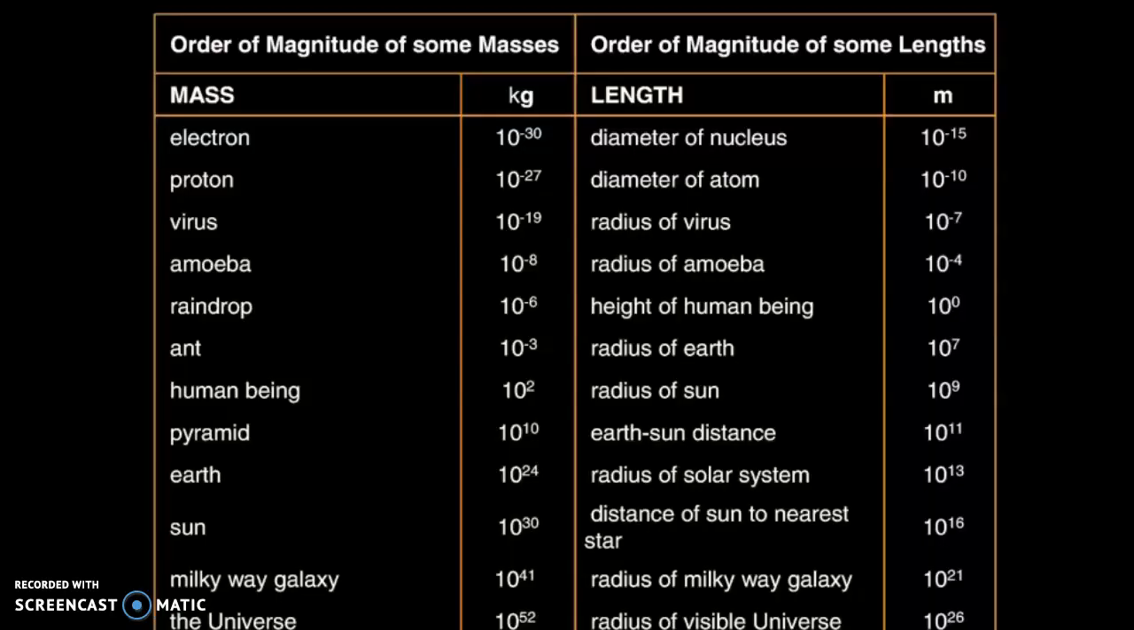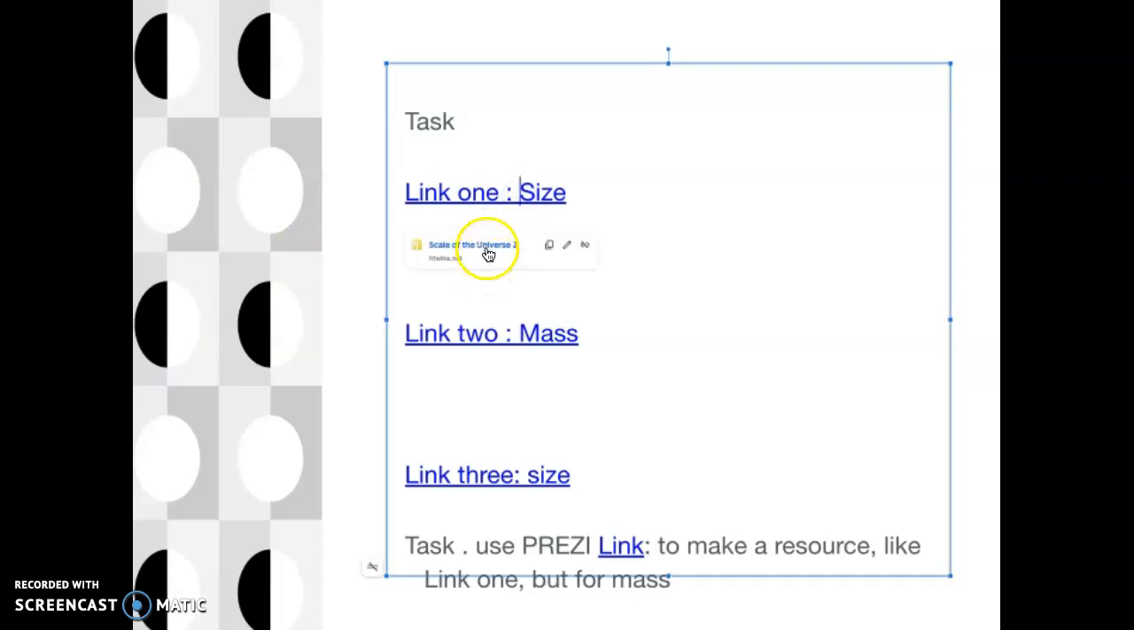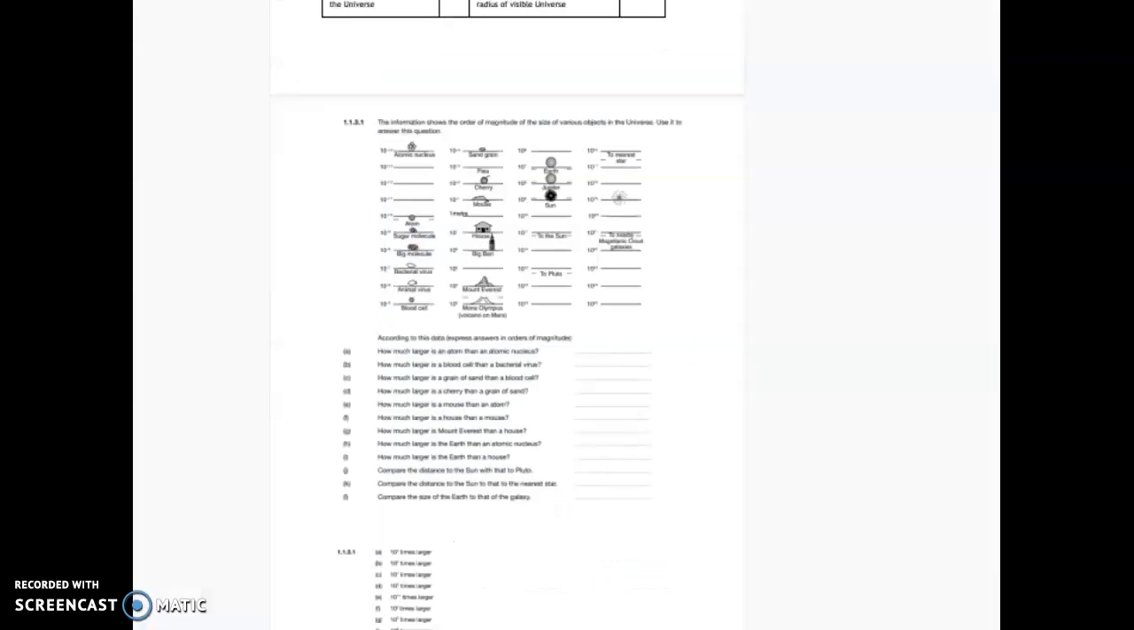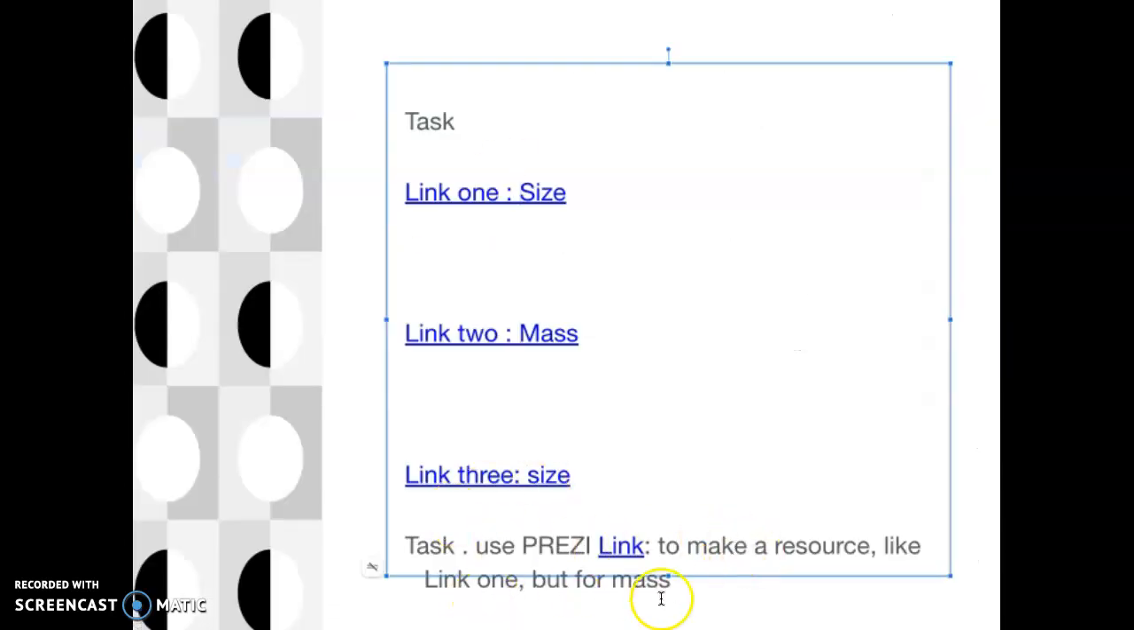First, though, have a look at these resources. We've got link 1, size, scale of the universe. There's a really nice link there, so you can have a look at different sizes. Link 2, mass, and link 3, size. Have a look at these resources to complete the order of magnitude 1.14. Do not worry about the Prezi link to make a resource for mass. We can leave that for now.